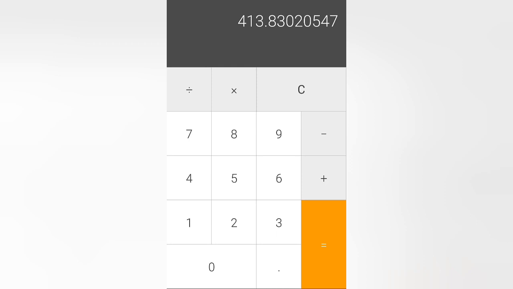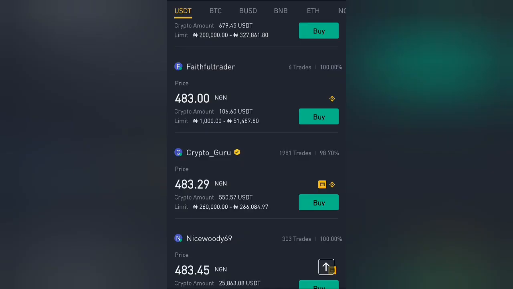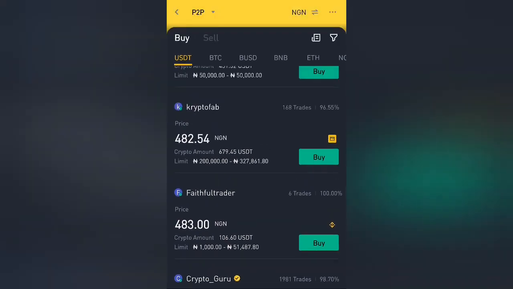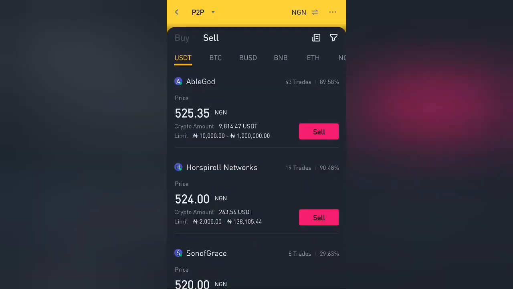Let's say we've already bought 413.83 USDT from Crypto Guru. Now let's go over to the Binance app. Once you have successfully purchased your USDT from a seller and you want to sell it for profit, you would have to go to the sell tab. Click on the sell tab right there. Now when you click on the sell tab, you would notice that the price of USDT has changed. People are willing to buy your USDT for a higher price.